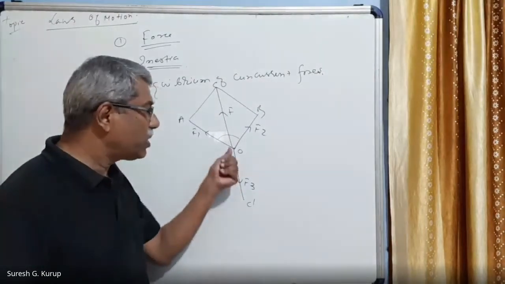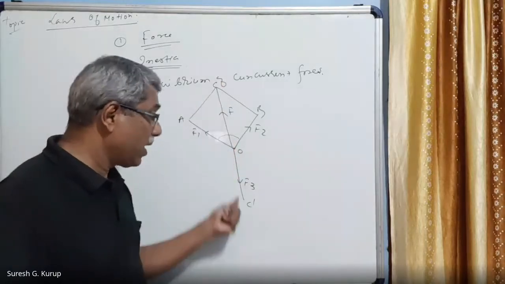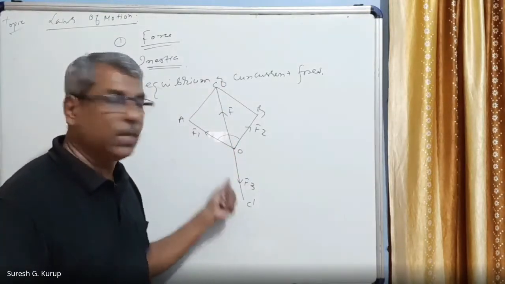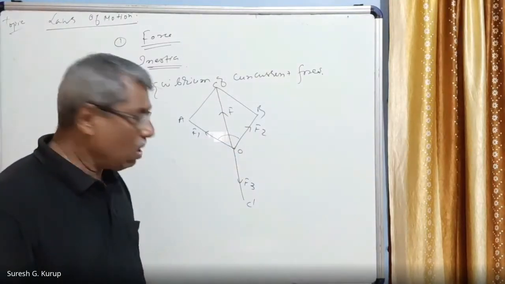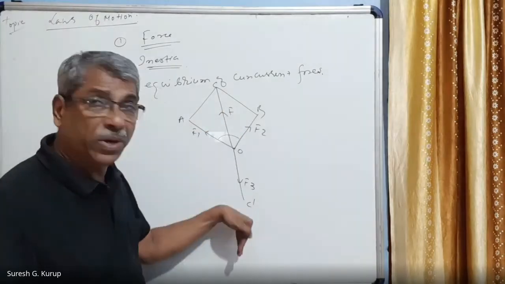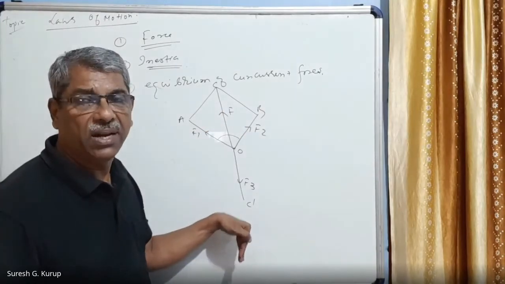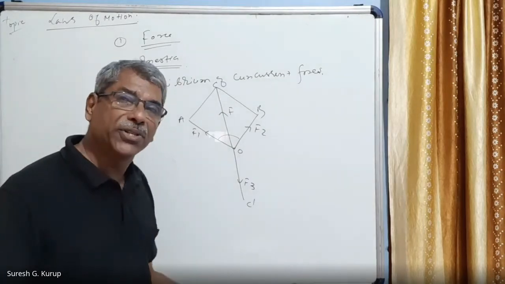If the force is unbalanced, suppose this F, that means vector OC is greater than vector OC dash, then the body has a tendency to move along this direction. Or if vector OC dash is greater than vector OC, then the body will move in the other direction, the direction of F3. These are called unbalanced forces. In that condition, there is a resultant force.